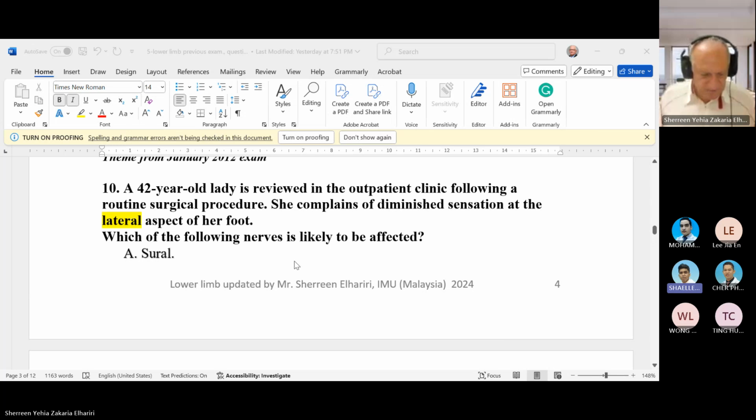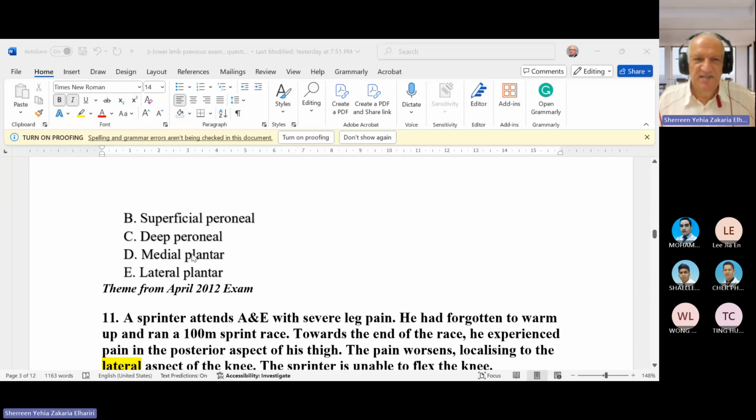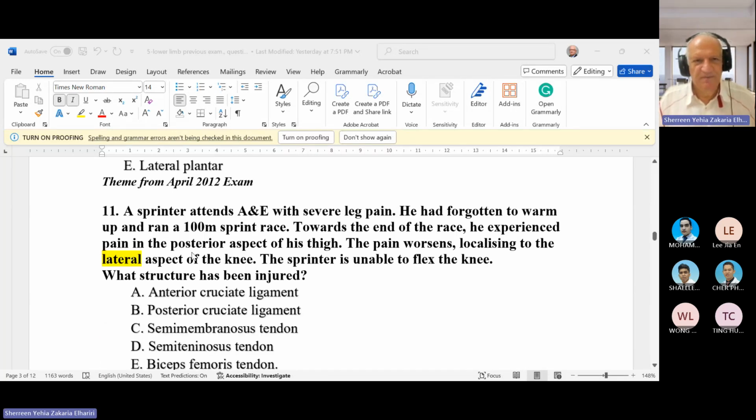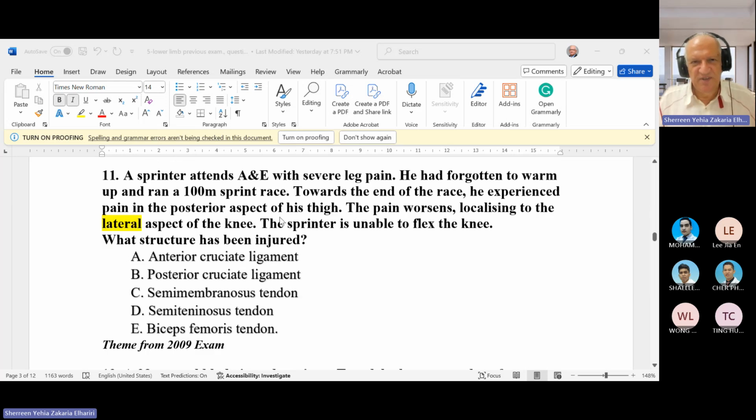A 42-year-old lady is reviewed in the outpatient clinic following a routine surgical procedure. She complains of diminished sensation at the lateral aspect of her foot. Which of the following nerves is likely to be affected? The lateral aspect of the foot would be the sural nerve, and the medial aspect, which is the big toe, is the saphenous nerve. The saphenous nerve is a branch from the femoral nerve. Superficial innervation is very important. Okay, next question.